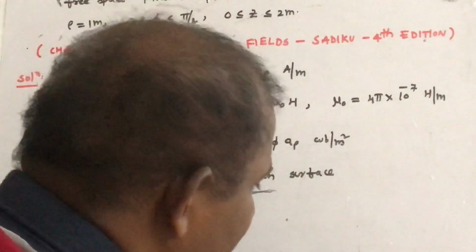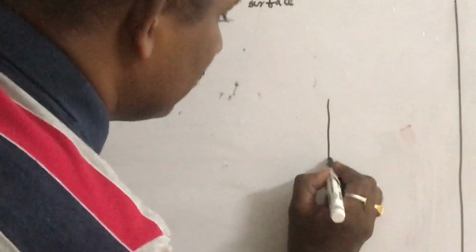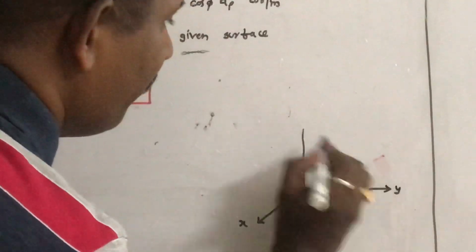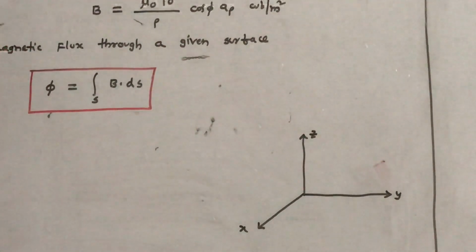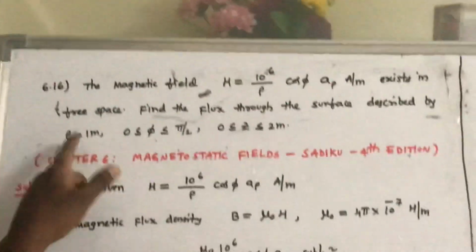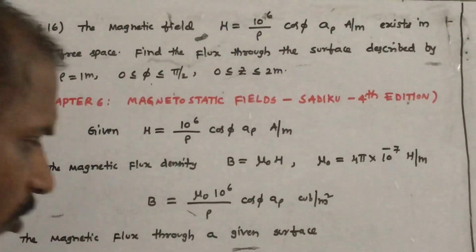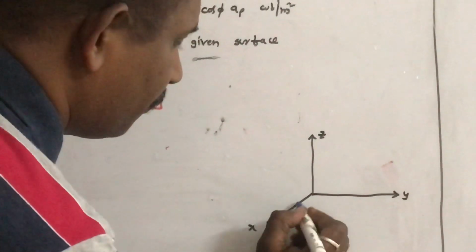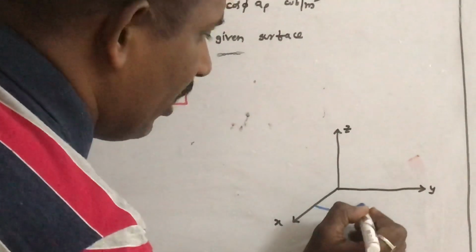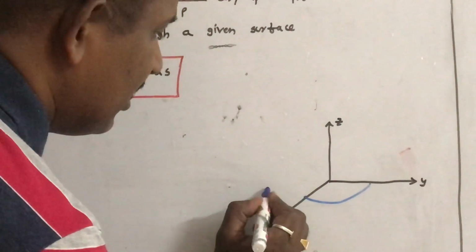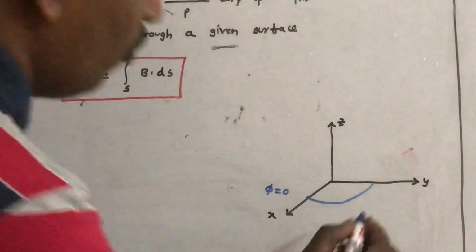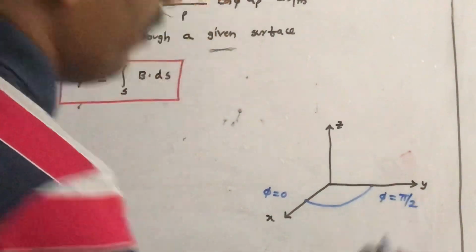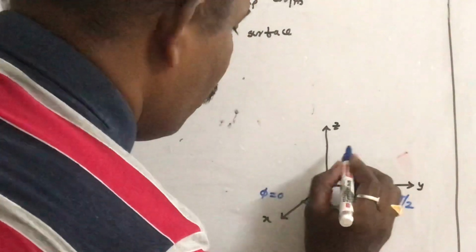Now, what is the given information? Let us draw in a 3-dimensional coordinate system: x, y, z. It is given that the surface is rho equal to 1. So for example, say this is the rho equal to 1 surface. This is phi, and phi is varying from 0 degrees, because this angle is phi, so phi is varying from 0 to pi by 2.